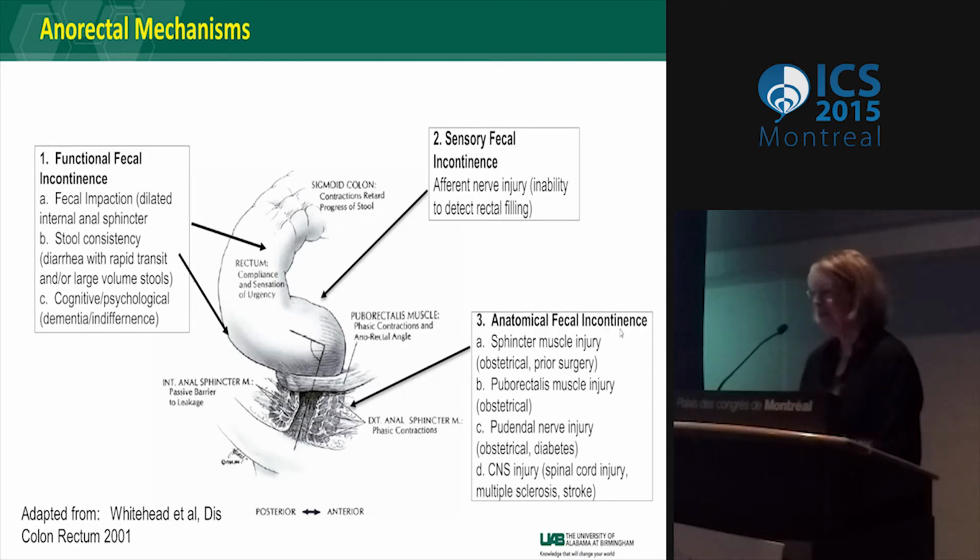There we go. And then there's the anatomic factors related to the sphincter muscle, both obstetrical or prior surgery. Also the puborectalis, the pelvic floor muscles, they help hold stool in. And if they're injured, which is most commonly during childbirth, there can be incontinence. And then pudendal nerve injury, both from neuropathies and obstetrical injuries. And then again, CNS control of the bowels at any level. Spinal cord injuries, multiple sclerosis, strokes can be risk factors.